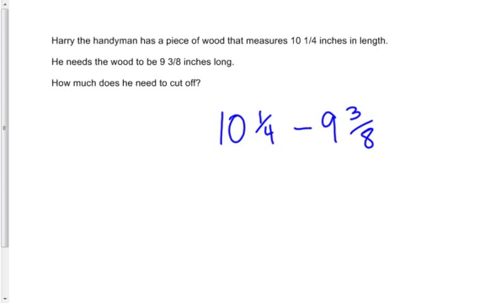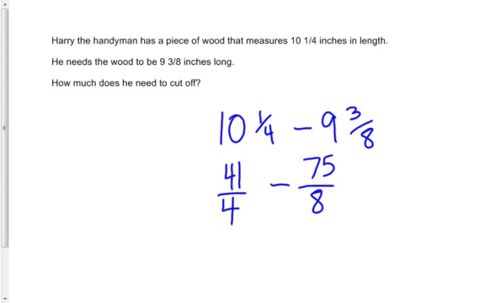So in this case, we're going to have to take these mixed fractions, or mixed numbers, and turn them into improper fractions. So 10 1/4 is actually equal to 41/4. And we're subtracting from that. 9 times 8 is 72, plus 3 is 75. So now we've made them into improper fractions.